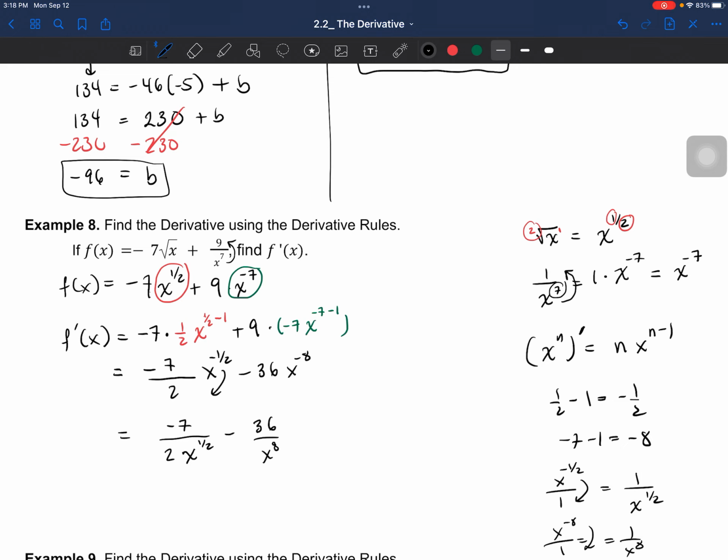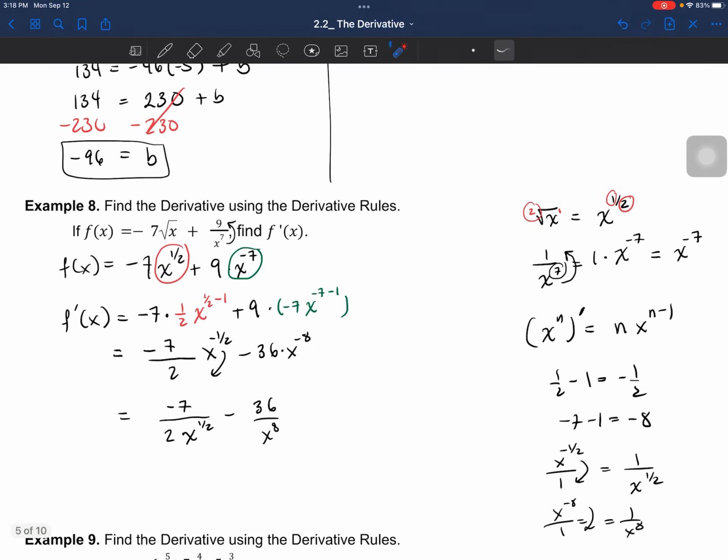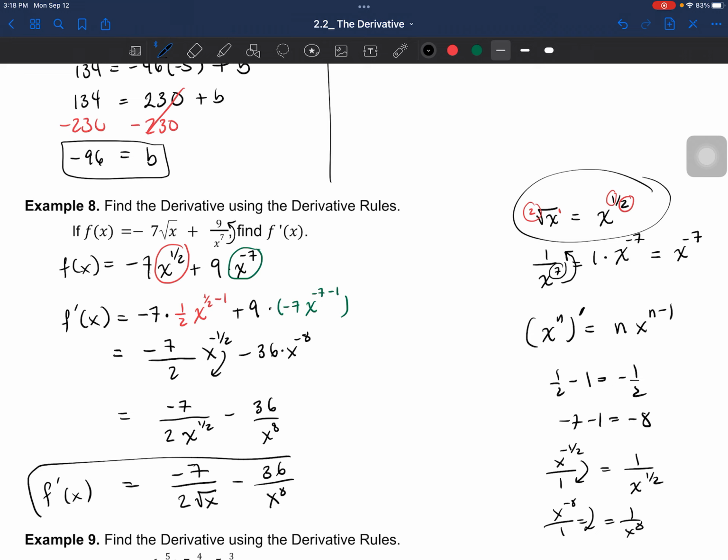Now notice that the 63 stays on top because this is a product, and the only one that has a negative power is the base value x, right? Your x. Now we're not done yet. We still have to do one more step, and that is to rewrite the x to the 1/2 as a radical. And there you go. So we found the derivative of the function, right?